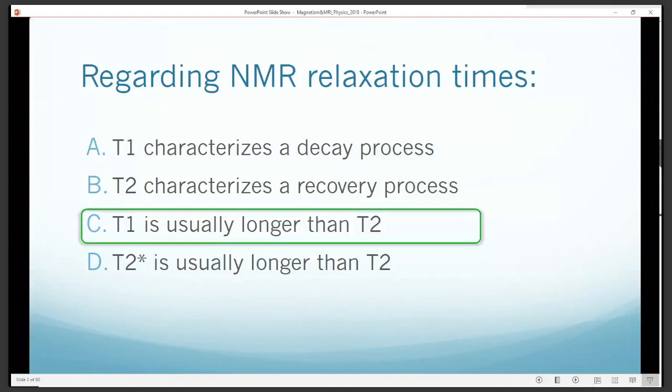T2 cannot be longer than T1. T2 can only be as long as T1. It's physically impossible for T2 to be longer than T1. In very, very pure water, T1 is equal to T2.